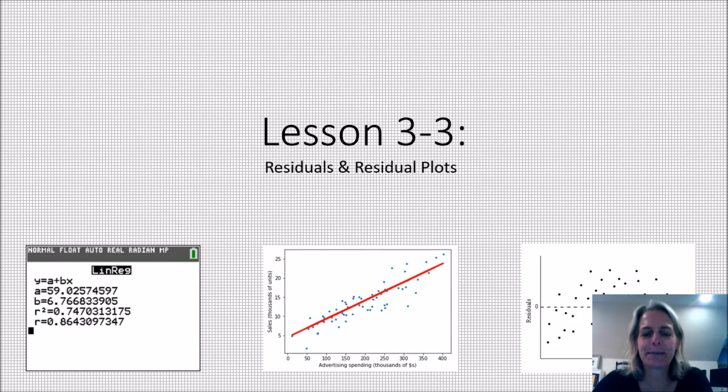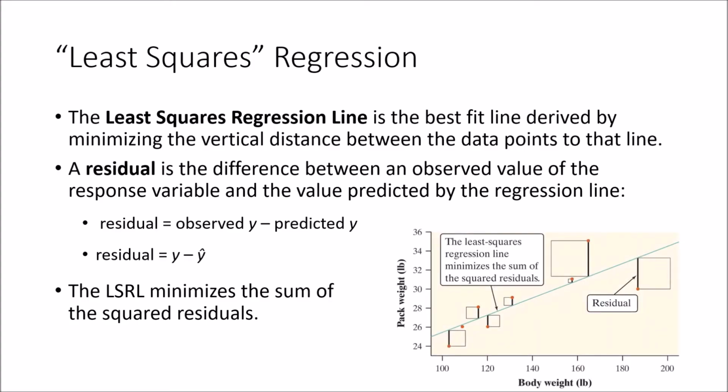Welcome back. So we're going to pick up where we left off and now talk about residuals and residual plots. To recall, the least squares regression process is the method of deriving the best fit line that minimizes the vertical distance, the y distance between the data point and the resulting line.